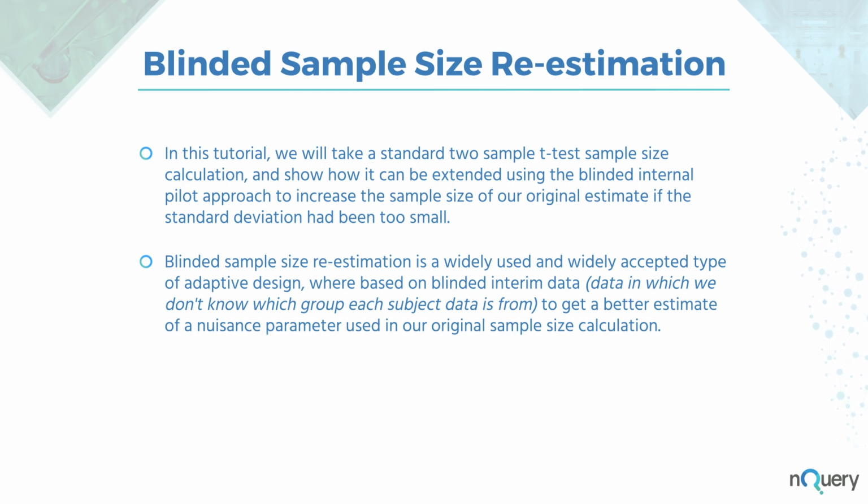Blinded sample size re-estimation is a widely used and widely accepted type of adaptive design where, based on blinded interim data, in other words data in which we don't know which group each subject's data is from, we get a better estimate of a nuisance parameter used in our original sample size calculation, such as the variance or the over-dispersion parameter from a count model.